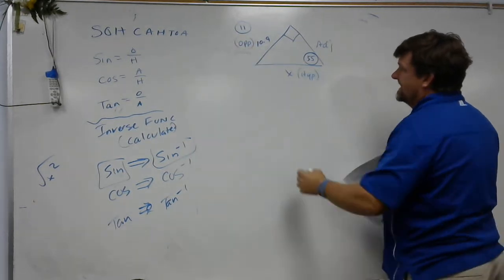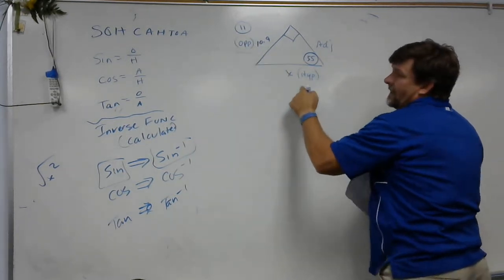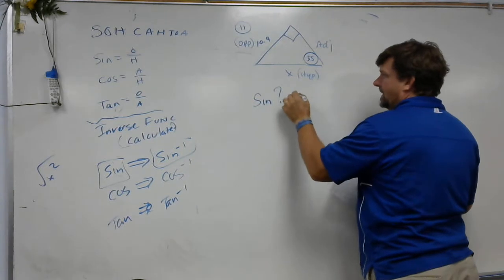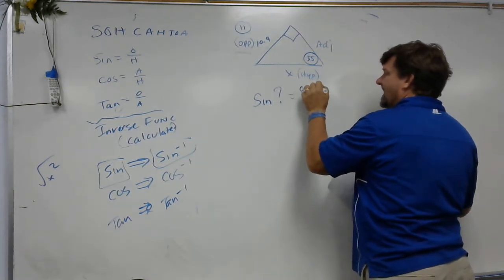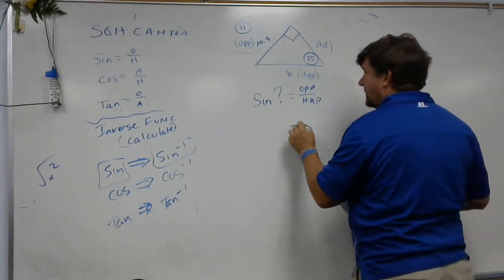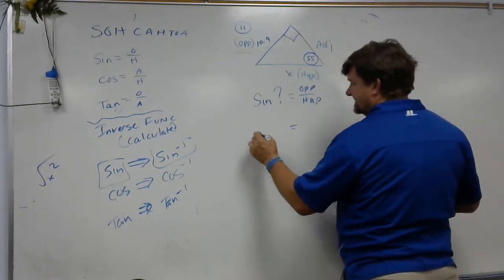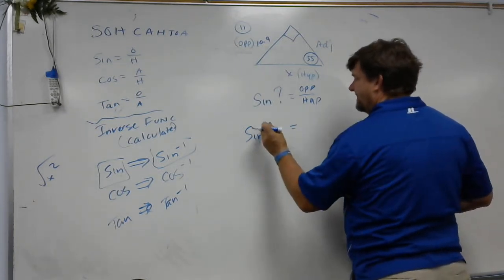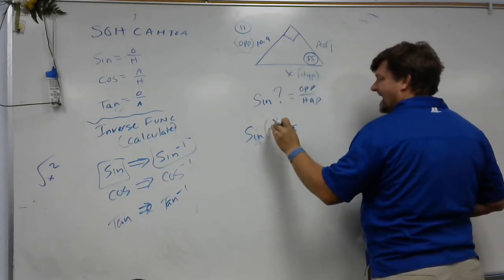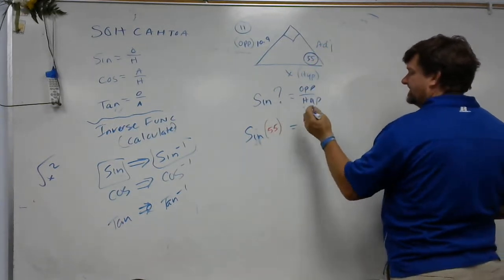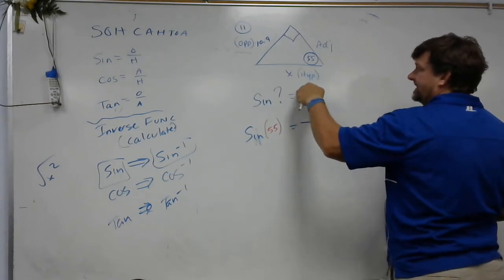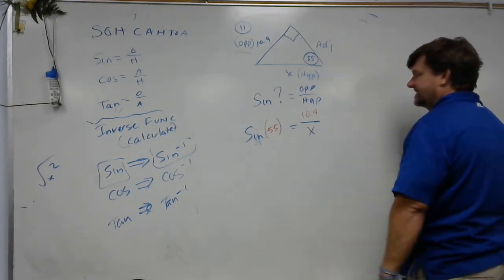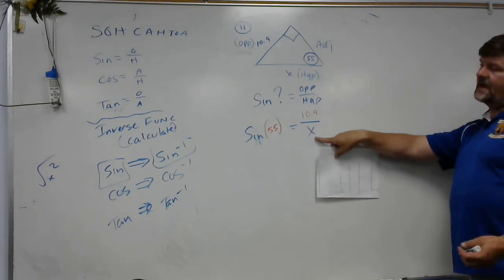So what do they give us? They give us opposite and hypotenuse. Opposite and hypotenuse have to do with sine. So the sine of something is equal to opposite side over the hypotenuse side. Well, we have all the information we need, which means the sine of 55 is equal to opposite, 10.9 over x. Now I just got to solve for x. That's what I'm looking for.